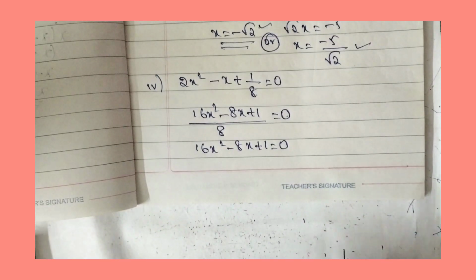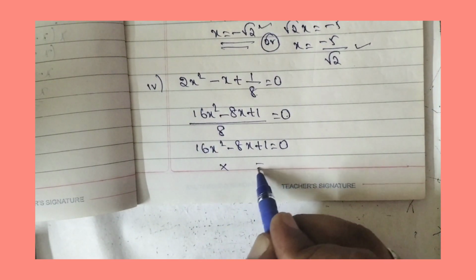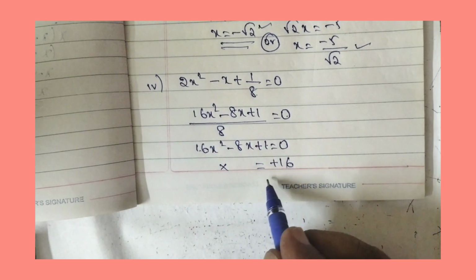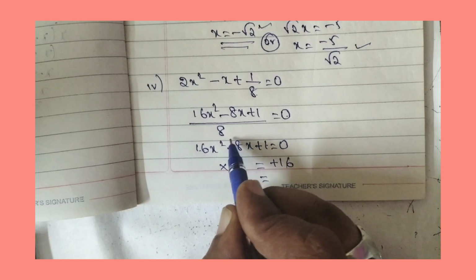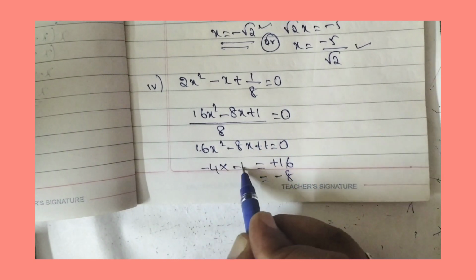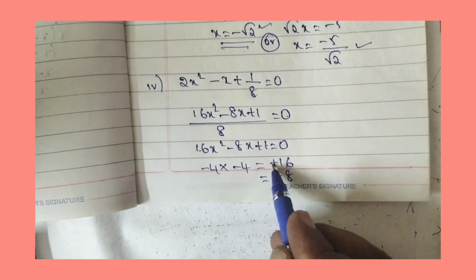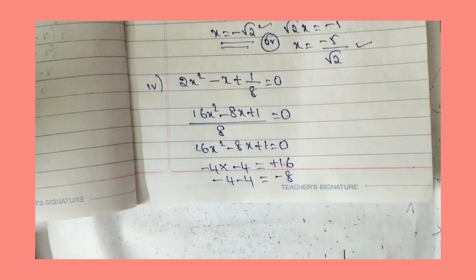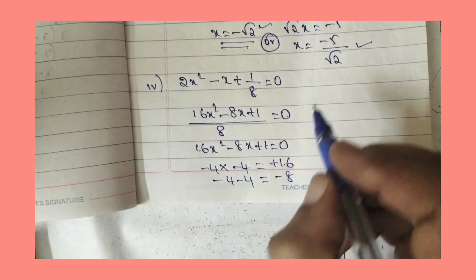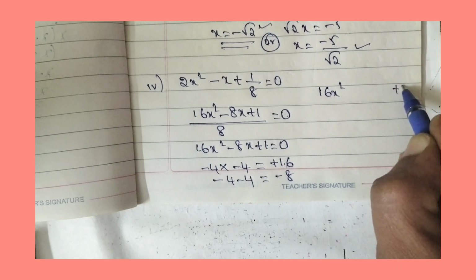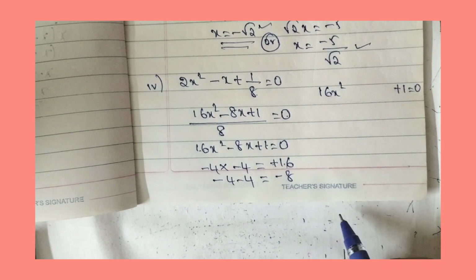We need two numbers whose product is 16 and whose sum is −8. So −4 and −4: minus into minus is plus, 4 fours are 16, and −4 plus −4 is −8. Now 16x² as it is, plus 1 equal to 0 as it is.